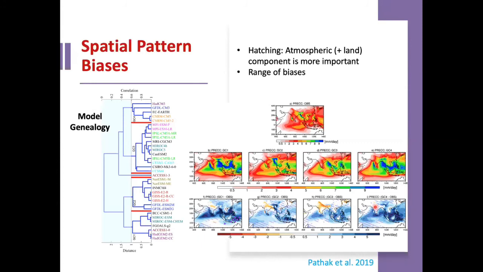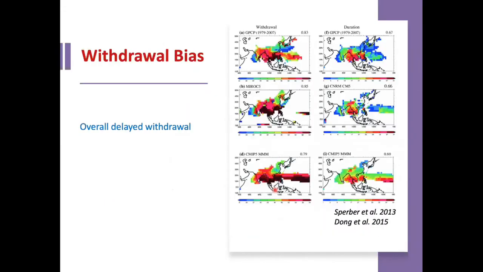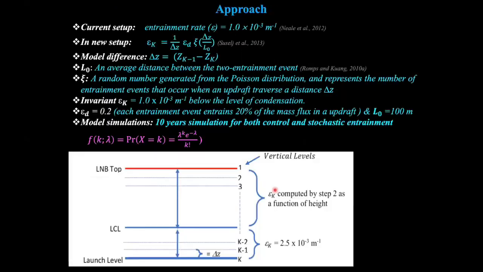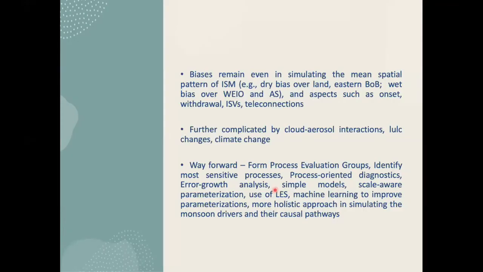Okay. So my next question is, you were talking about how we need to improve parameterizations by LES and machine learning. Are these two alternative ways you think we should proceed, or will one aid the other?